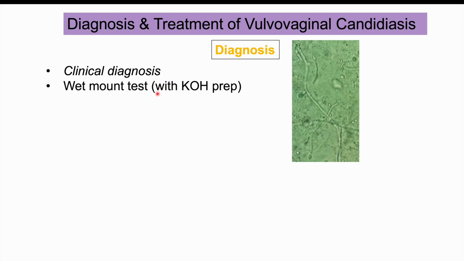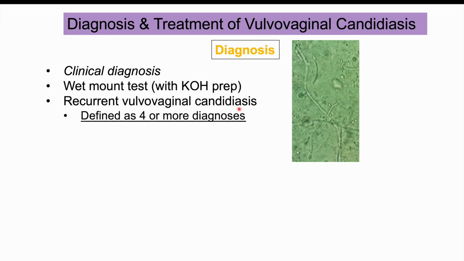And sometimes what can be also used is KOH. KOH is potassium hydroxide, usually 10 to 20%. And this can be dripped onto the vaginal discharge. And what this does is that it helps to lyse or destroy some cellular debris, so white blood cells or epithelial cells. It essentially cleans up the slide to show only the candida, so you can better see these hyphae of the candida. Now, with regards to recurrent vulvovaginal candidiasis, this is going to be classified or defined as having 4 or more diagnoses of vulvovaginal candidiasis.